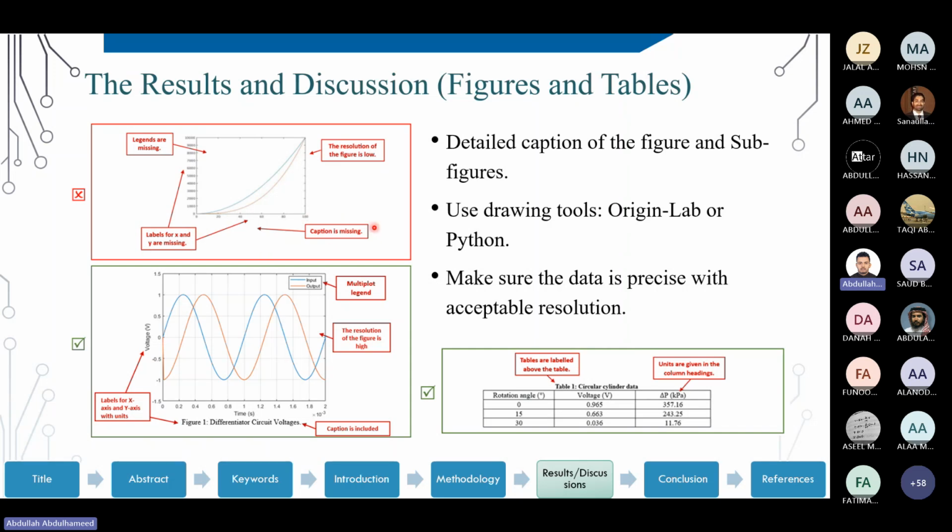Also, there is another problem here, which is the caption is missing. So this figure is about what?